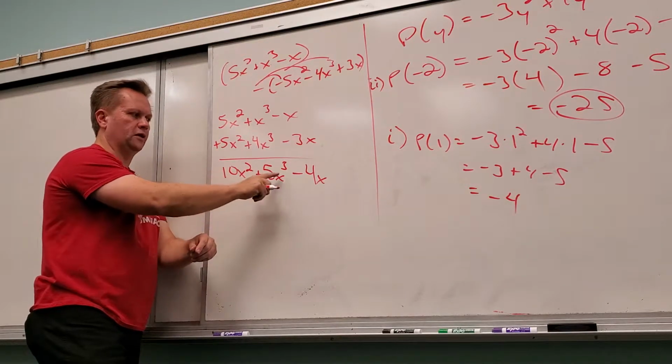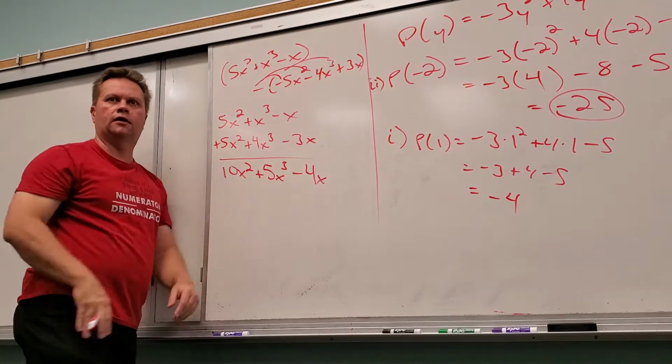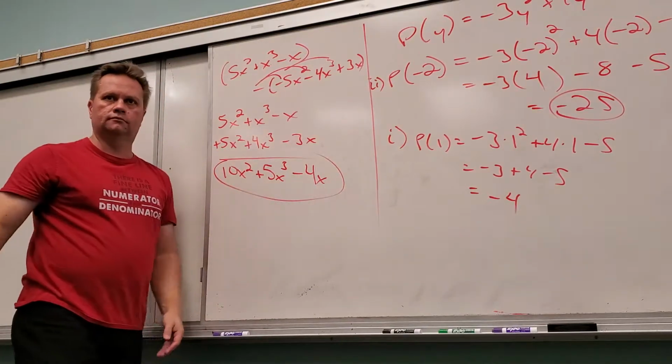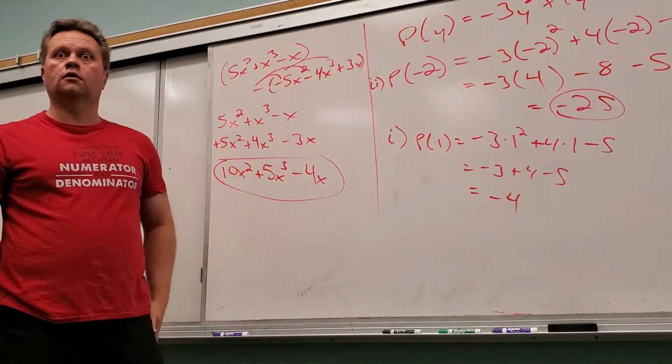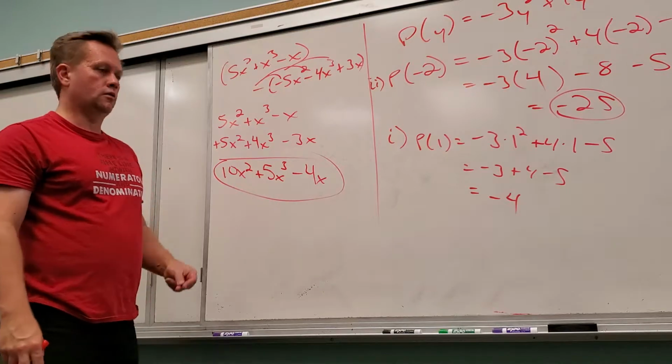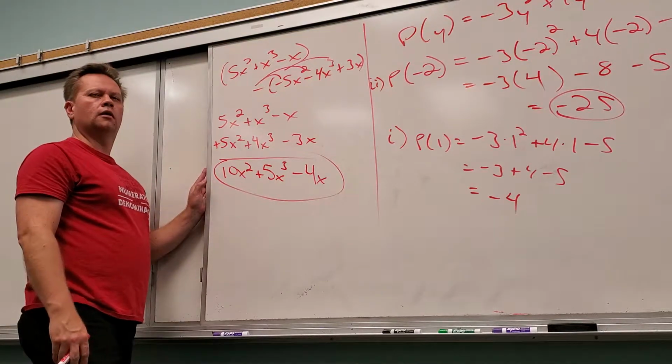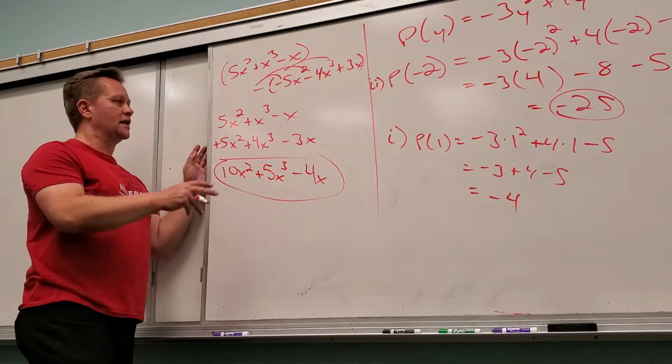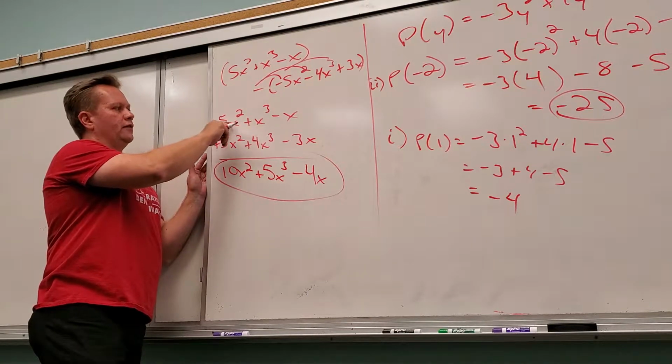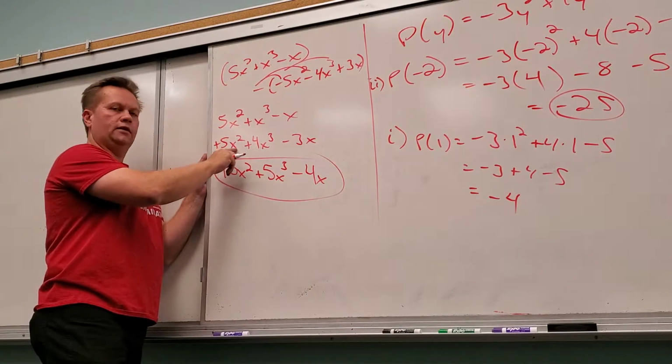Why would I put that first? Because it's highest degree. But if you just stop here, you're fine. Why don't you add the x's, like 2x's plus 2x's? Why isn't it 4x's? Because it's not. It's 5 of these plus 5 of these.